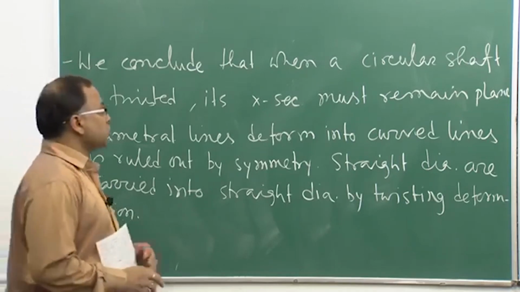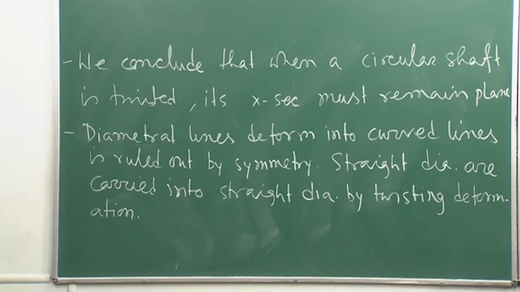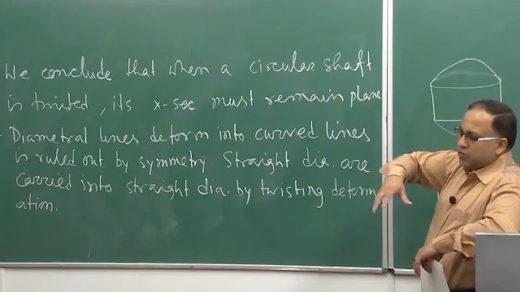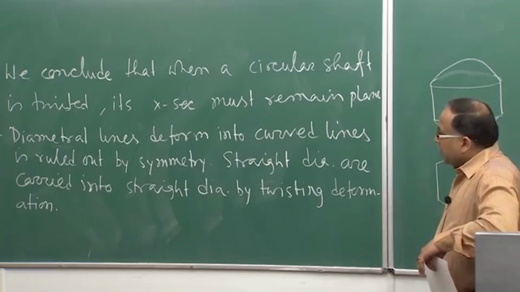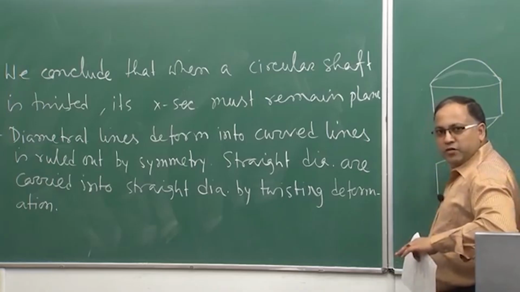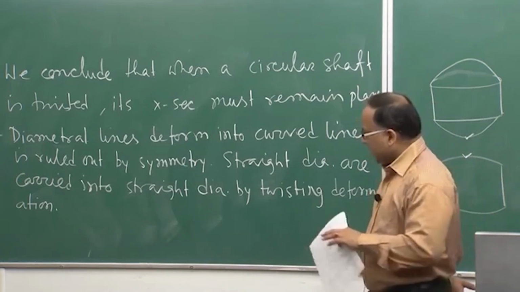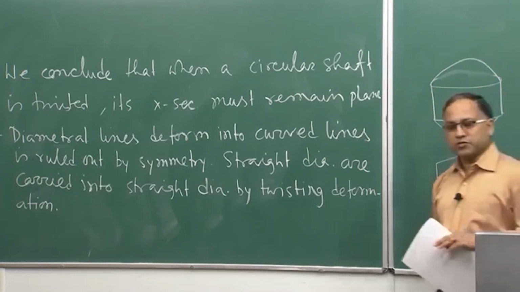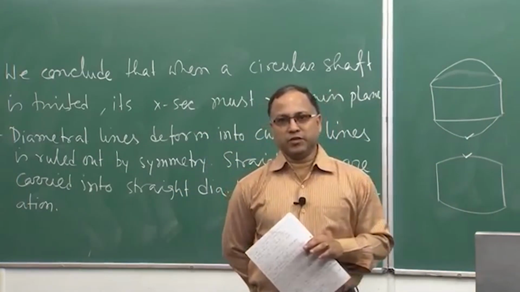Okay. So, these two statements are very important, which are coming out from the symmetry argument. First conclusion is that when a circular shaft is twisted, its cross section must remain plane. So, if the cross section is circular, it will remain circular and plane. It will not be bulging out or dished in. And diameter lines deforming into curved lines is ruled out from the symmetry argument, as we have already discussed. So, therefore, the straight diameters are carried into straight diameters by twisting deformation. So, straight diameters will remain straight even after application of the twisting moment.